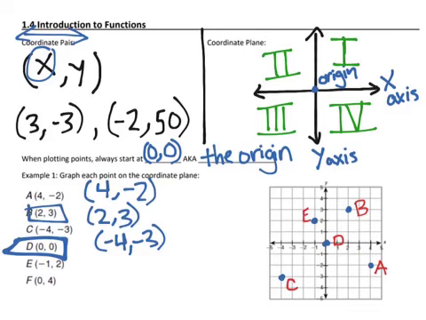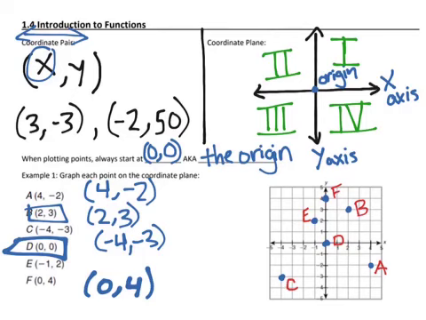And then our last one is point F, which is at 0, 4. So if we have 0, that means we're not going left at all and we're not going right at all. We're just staying within this line. So we know that our answer is going to be along that line, along the y-axis. And then we're just going to go up 4. So our y value is 4, and that's going to be our point right there. So that's point F.